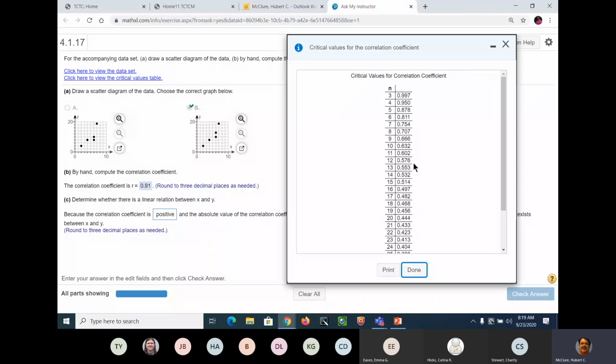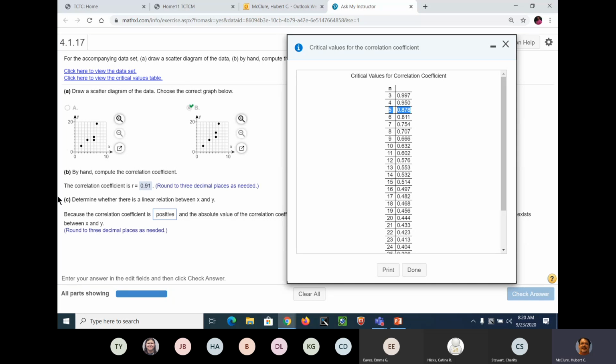So this one, let's see how many data points. 1, 2, 3, 4, 5. So we got 5 data points. So here is our critical value. You need to write that down for this problem. Our critical value for n equal to 5 is 0.878. I'll write that down in red because that's important for part C. The critical value for n equal to 5 is 0.878.